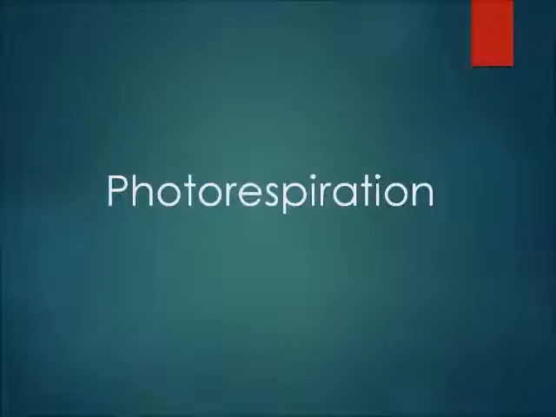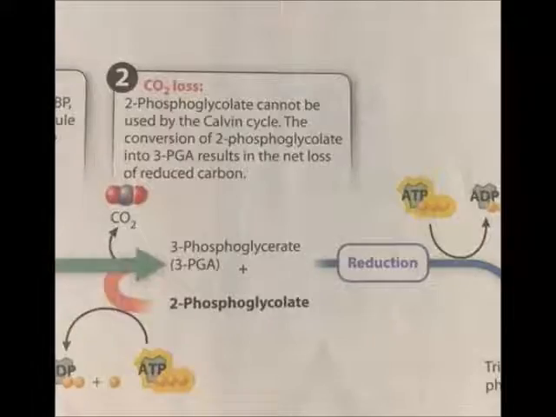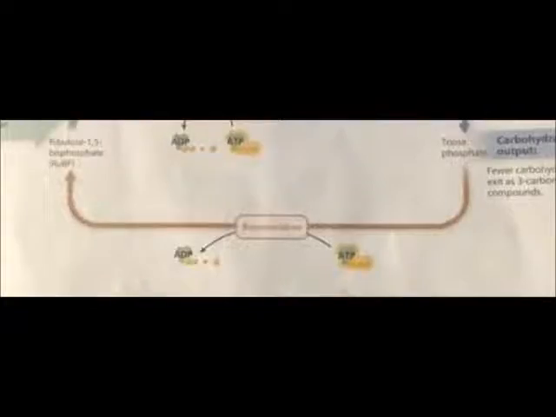In photorespiration, it is almost the same thing as the Calvin cycle, but there's a difference. The Calvin cycle starts with carbon dioxide and ribulose, but photorespiration uses oxygen and ribulose. And you can see in photorespiration, carbon dioxide is taken out of the cycle because the conversion of 2-phosphoglycolate into 3-PGA results in the net loss of reduced carbon.